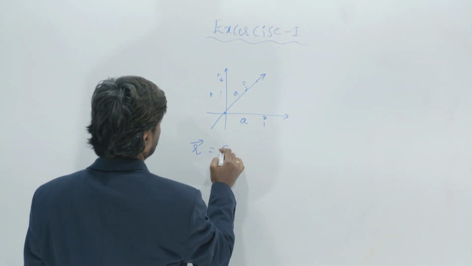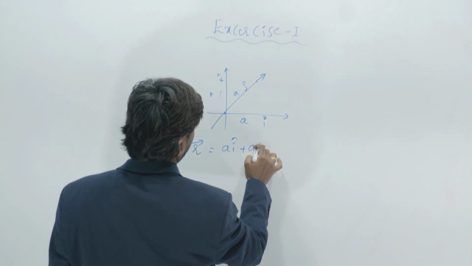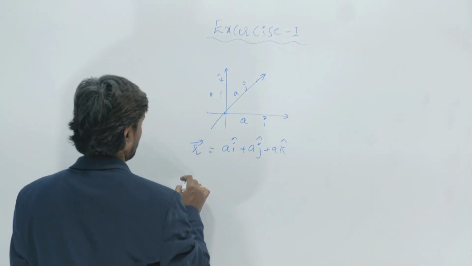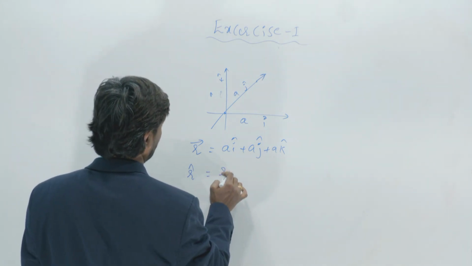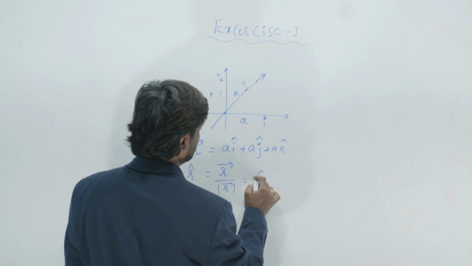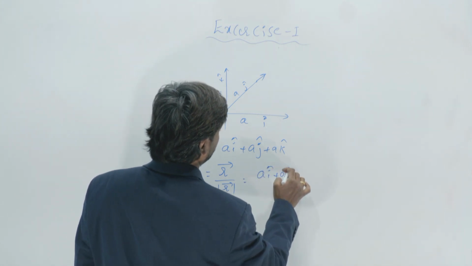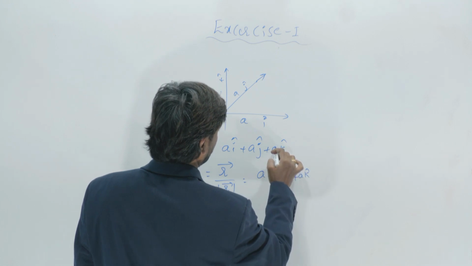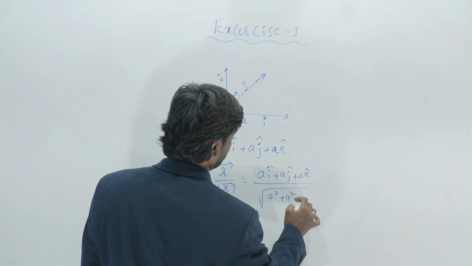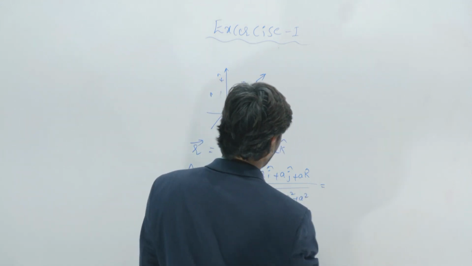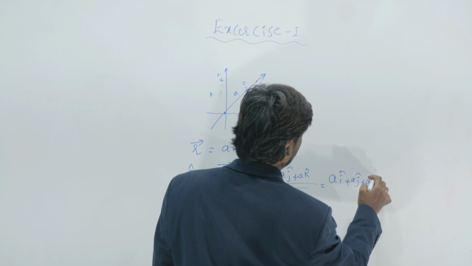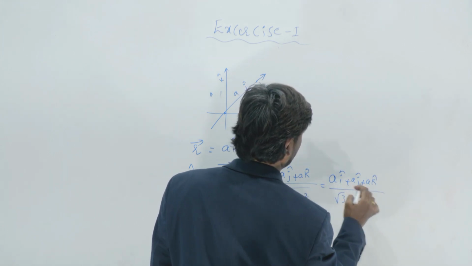Here we can write r bar is equal to a i cap plus a j cap plus a k cap. This is the diagonal, no? So now what can we write for the unit vector? It is r bar divided by modulus of r bar, that is a i cap plus a j cap plus a k cap divided by square root of a square plus a square plus a square. That is equal to a i cap plus a j cap plus a k cap divided by root 3 into a.